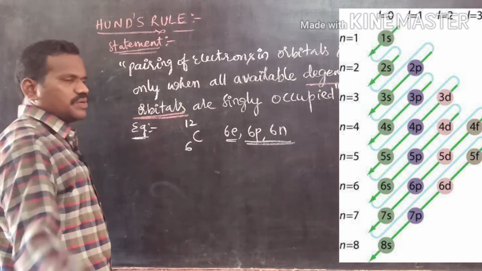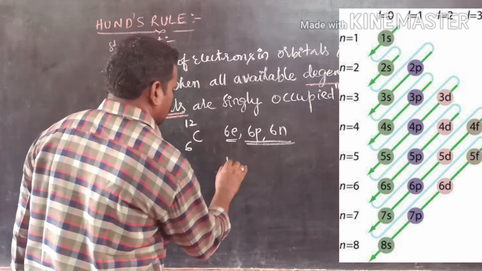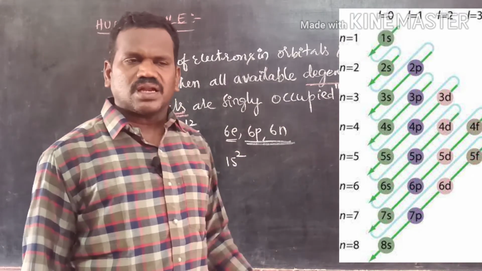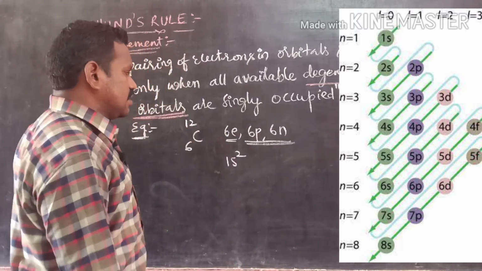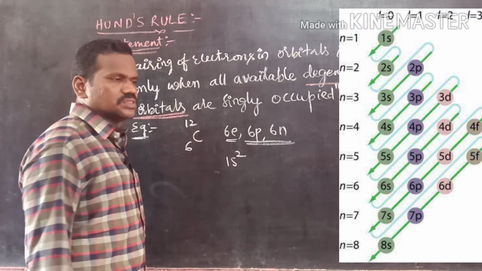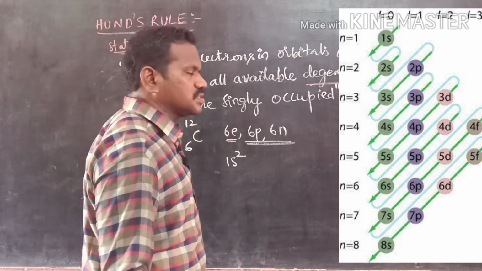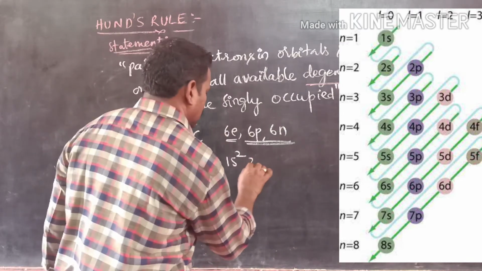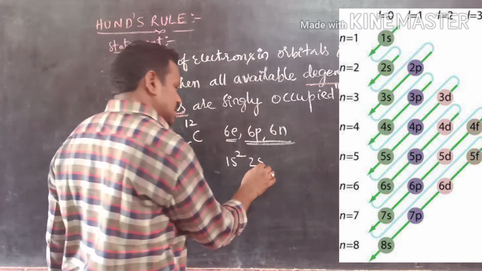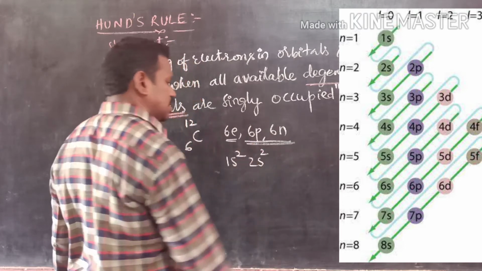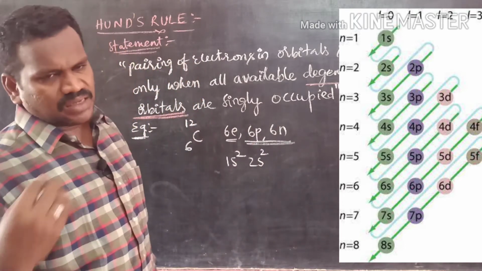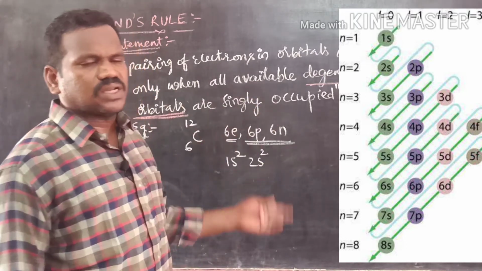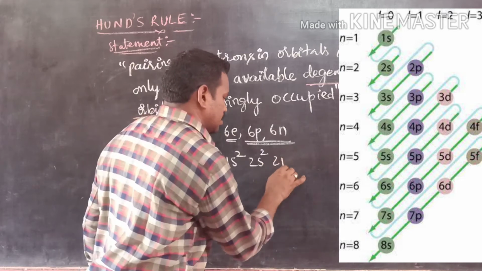First, we occupy the 1s orbital. In the 1s orbital, 2 electrons are occupied, because every orbital can accommodate 2 electrons. Remaining electrons: 4. After 1s, the next orbital is 2s, so the electrons enter into 2s. The 2s, which has 1 orbital, can accommodate only 2 electrons. Next, the remaining electrons are 2. Those 2 electrons, as per the Aufbau principle, enter into 2p.